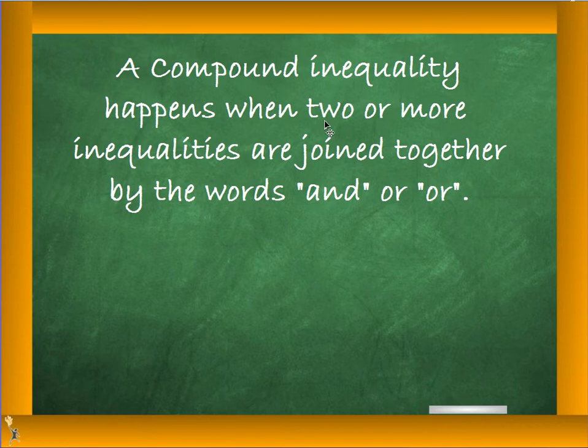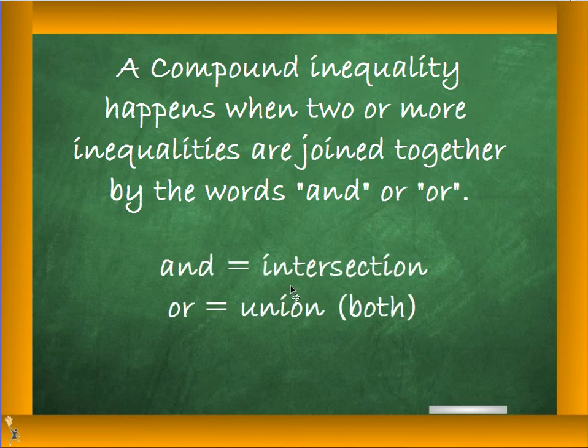Today's compound inequalities will only have two inequalities joined together, and when you see the word and, that will indicate the intersection of the two inequalities, or where the two inequalities overlap. The word or indicates the union of two inequalities, and we're going to include everything from both inequalities at the same time.